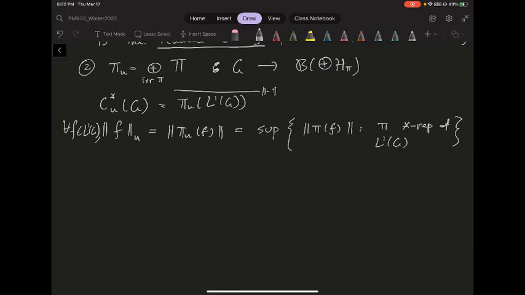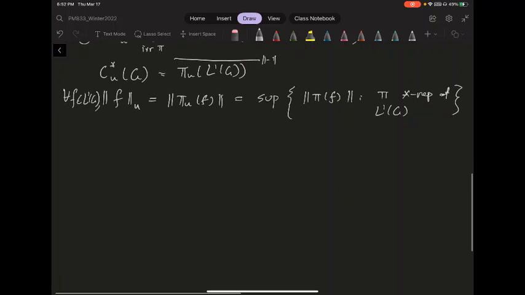Because your pi_U basically contains all of these other star representations, it's certainly the supremum of them. You can also ignore the pi_U and just define the norm of f to be the supremum of this norm, and you can check it's also a C star norm, and you close it up in that norm, and you also get a C star algebra. That's another way of doing that. But in either case, you can build a really large, abstract C star algebra. So this C star_U of G is called the universal.